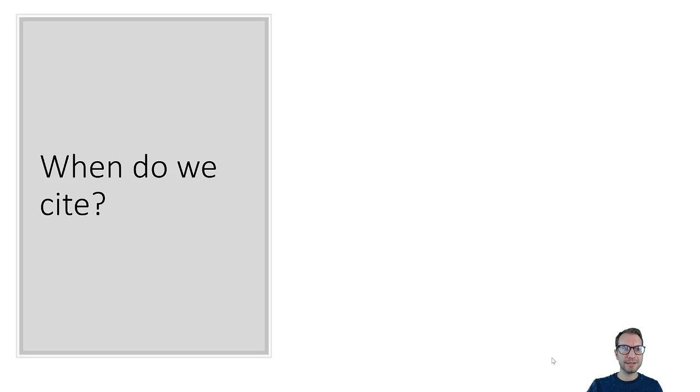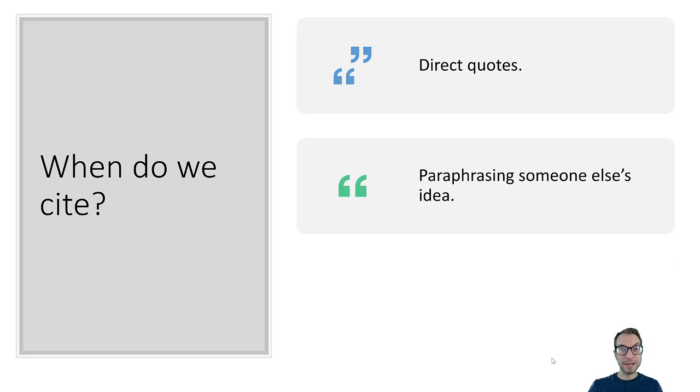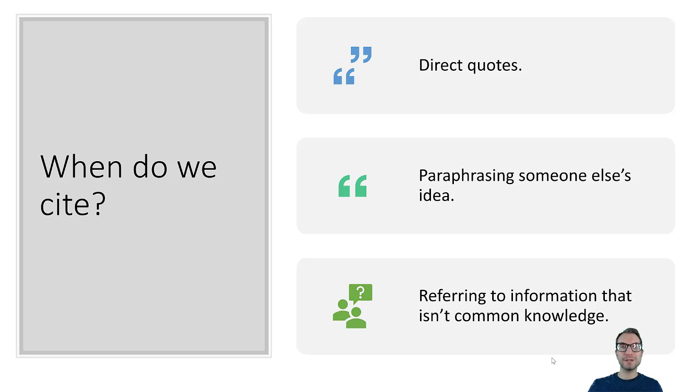In general, we provide a citation anytime we have a direct quotation, a paraphrase or summary of someone else's idea, and really any time that we're referring to information that isn't common knowledge. So we don't need to use a citation when we're talking about facts that pretty much everyone knows, but anytime we're referring to something that is not generally understood, it's a good idea to provide an in-text citation.